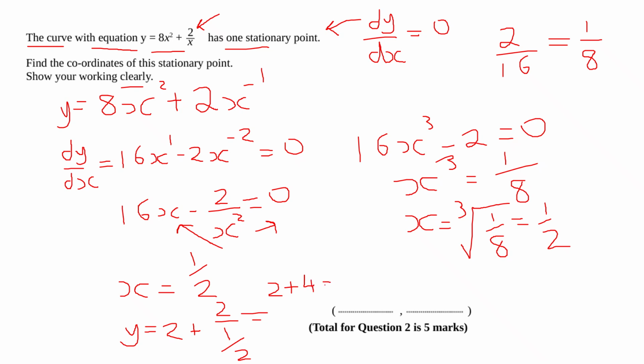Again, sorry that I'm not putting my full workings here, but I subbed in x equals a half, so we had 8 lots of a half squared plus 2 over a half, and obviously use your calculator if you're unsure. You get 6. So the coordinate is going to be (a half, 6), or (0.5, 6).